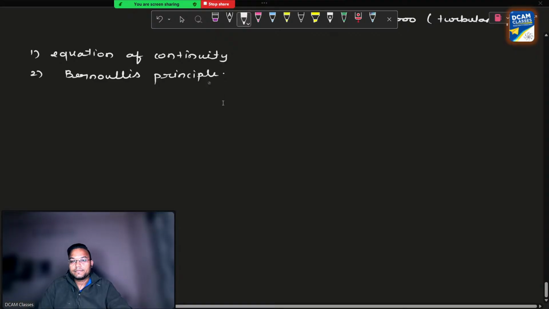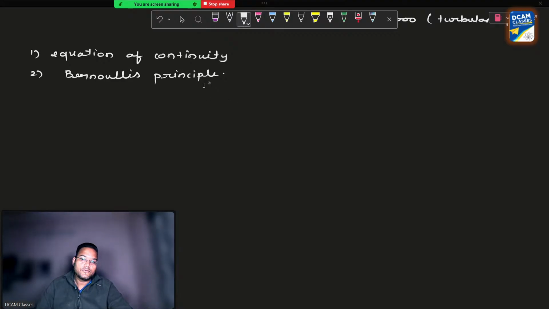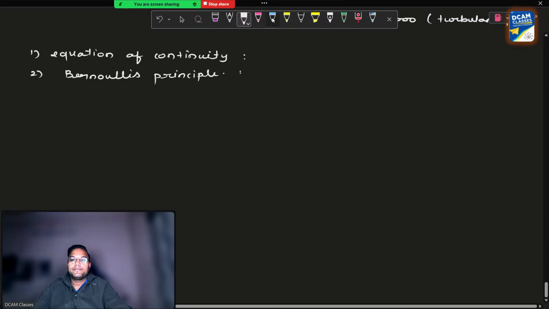Okay, then no problem. So only these two things you need to know to solve every good quality problem of fluid mechanics. Every tough question will be based on these only. Only these two equations you'll be using. And because you're in class 11, I'll be telling you the derivation of these also. But if we talk about JEE Mains, only the expression is enough.